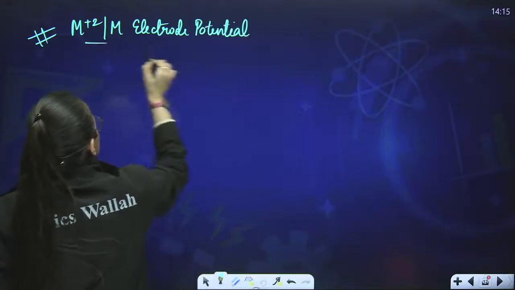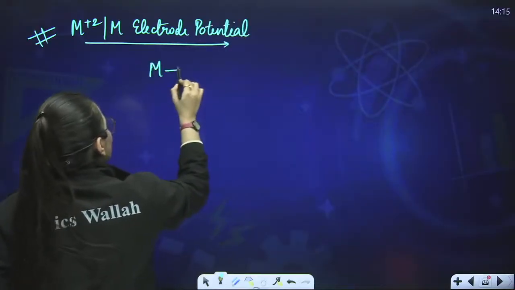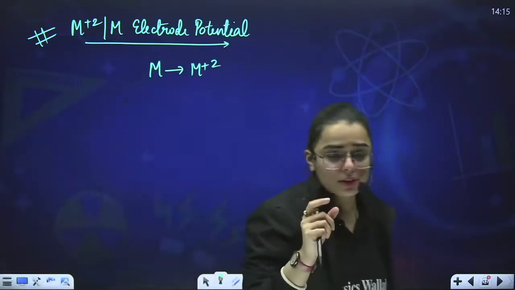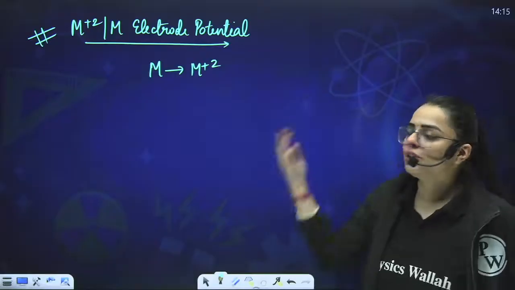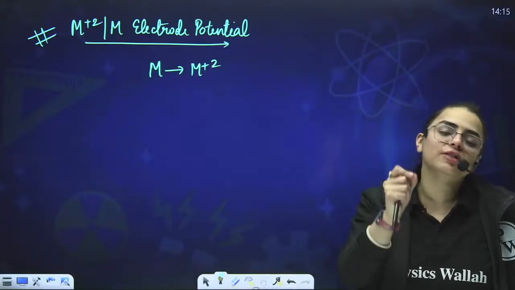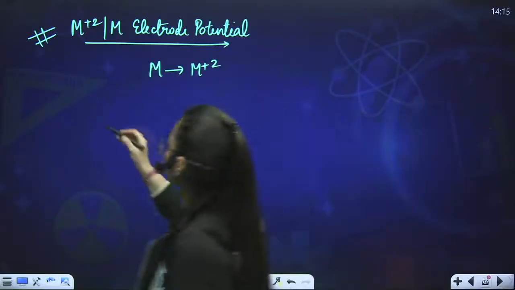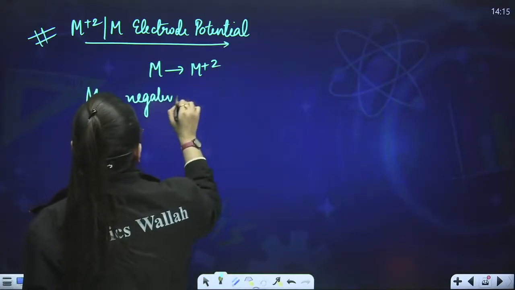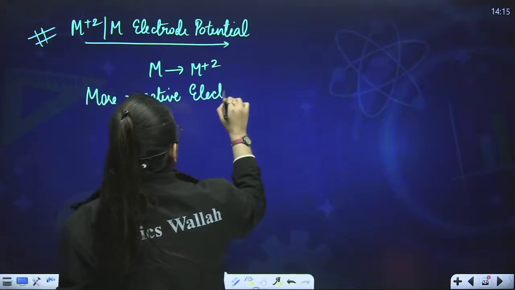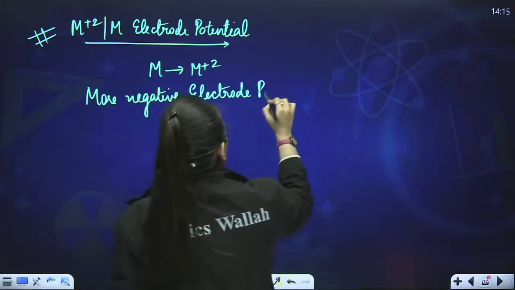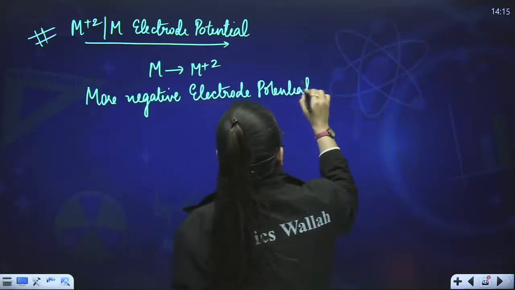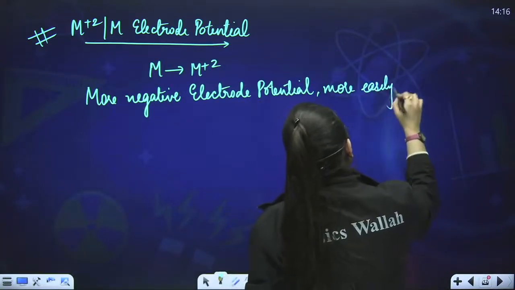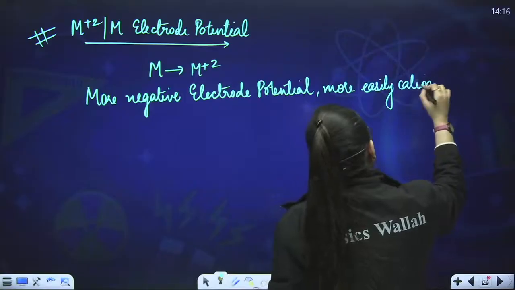Now let me tell you this in brief. Basically what is happening, we are converting from M to M+2 state. That means 2 electrons we are removing over here. That means whose value of electrode potential will be high? The more negative the electrode potential, the more easily the cation is formed.